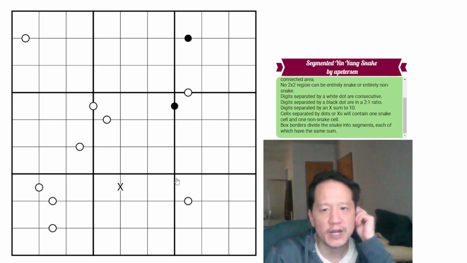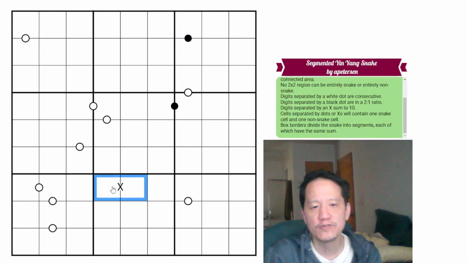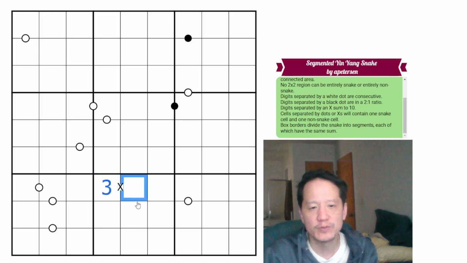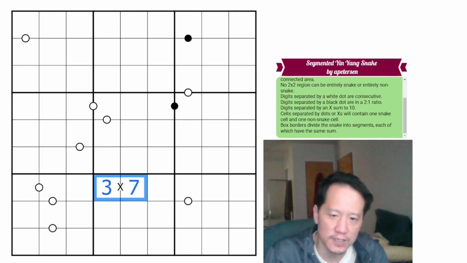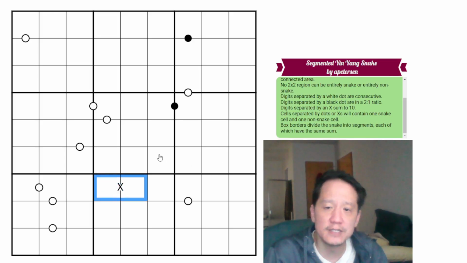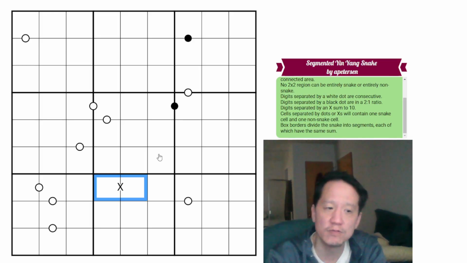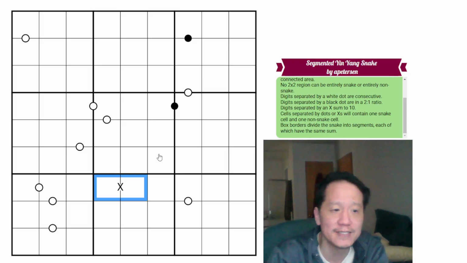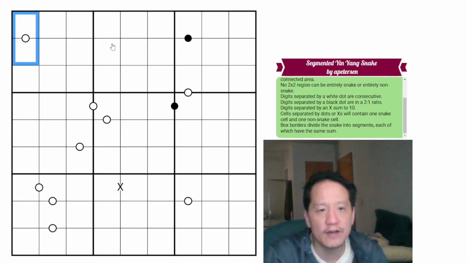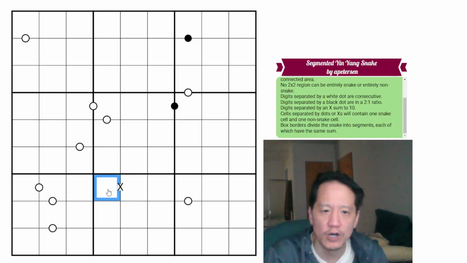Digits separated by an X sum to 10. So, for example, if this were a 3, this would have to be 7 because these two cells must add up to 10. Cells separated by dots or X's will contain one snake cell and one non-snake cell. So out of every pair of cells separated by a dot or by an X, one must be a snake cell and the other must be a non-snake cell.